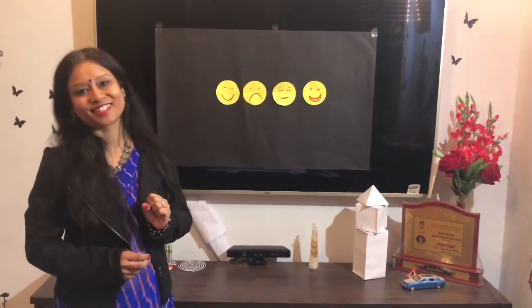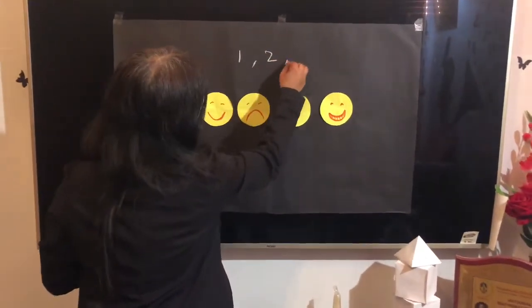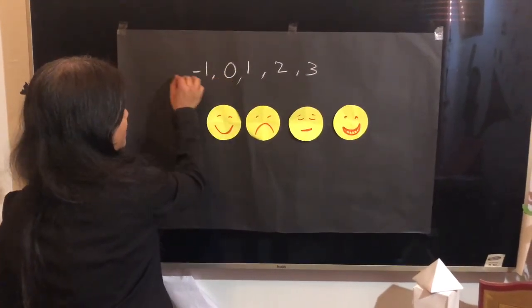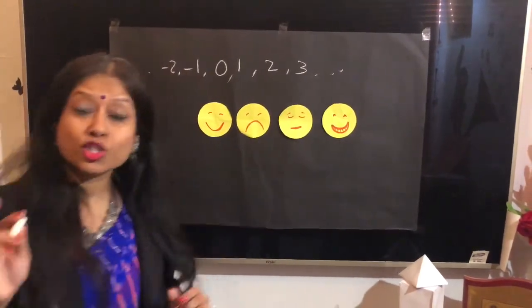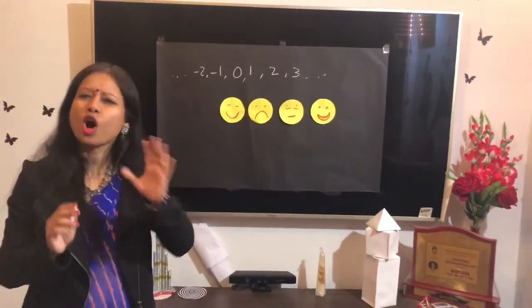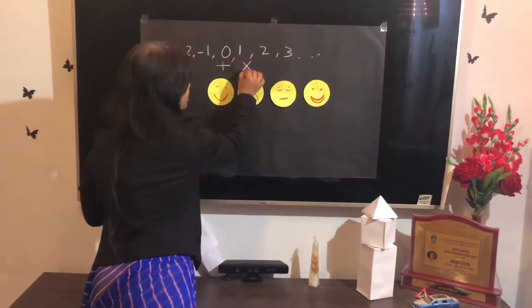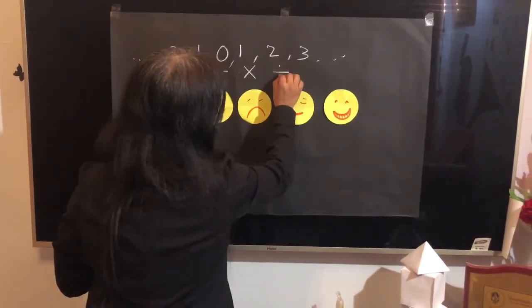Now let us understand what we mean by algebraic expressions. Algebraic expressions have three major things in them. The first one is numbers like 1, 2, 3. It can also have 0 or negative numbers like -1, -2 and so on. It also has various operations, like addition, multiplication, subtraction, and division.